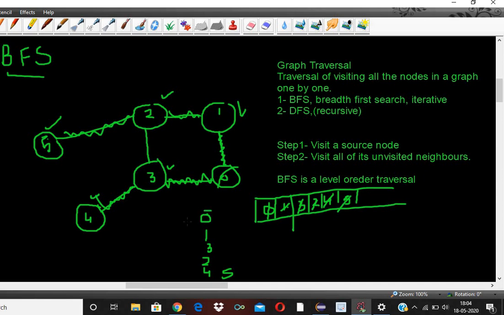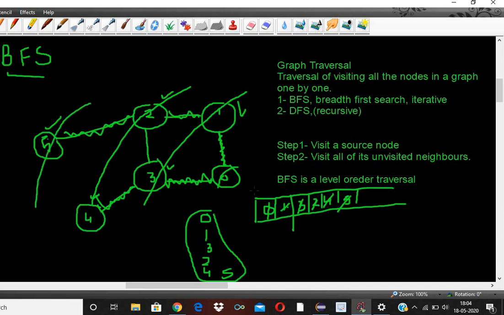So this is the breadth first search: 0 1 3 2 4 5. We visited the source node, that is 0, then the nodes at a distance of 1 unit, that are 1 and 3. Then we visited the nodes at a distance of 2 units from source, that are 2 and 4. And then we visited 5, which is at a distance of 3 units from source. Now we will write some code.